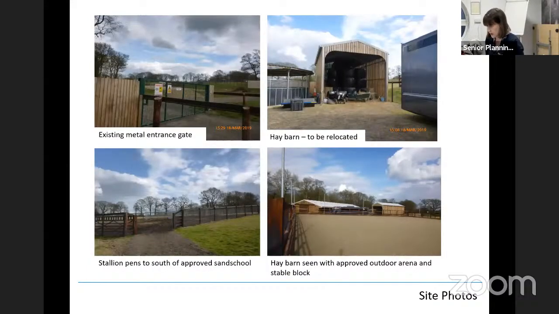So just going through some of the unauthorised work. The top left-hand photo is the existing metal gate, which is to be replaced by a wooden gate. The top right-hand photo shows the hay barn, which is to be relocated from that position, and this area is proposed to be used for vehicle parking. And on the left-hand side of the photo, you can just see the horse walker. The bottom left-hand photo shows the stallion pens that have been constructed. And the bottom right-hand photo shows the approved sand school with the stable building and hay barn in the background.